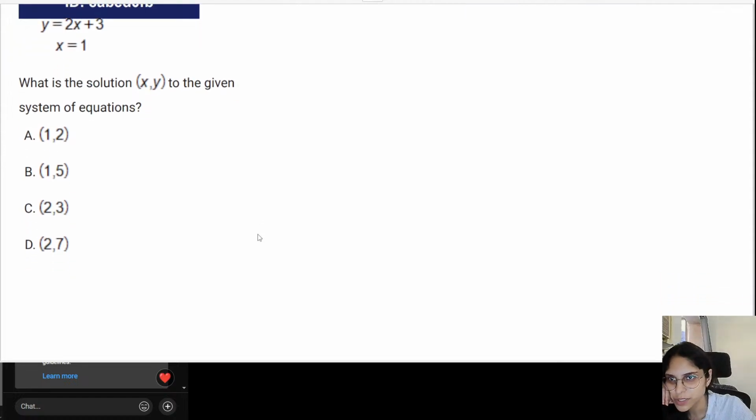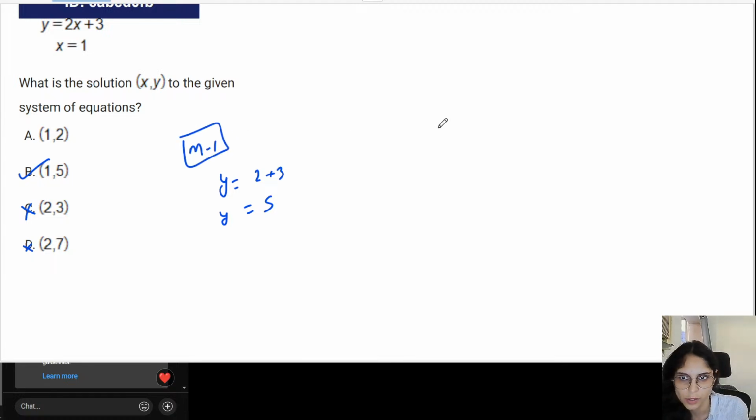Y is equal to 2x plus 3, x is equal to 1. What is the solution to the given system of equations? So x is equal to 1. Rest of the two options are gone. And y is going to be 2 plus 3. That is 5. 1 comma 5 is your answer. So you just replace x with 1. So it just becomes 2. Method 2, yes, if you want, you can use Desmos. I won't recommend it for such easy questions.